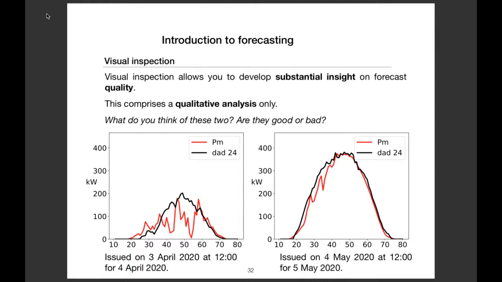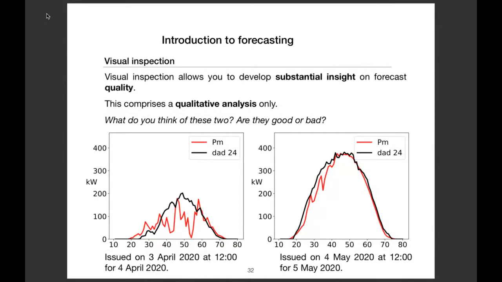So for instance, here you have two point forecasts of PV generation. It's the same case study of the PV rooftop of Liège University with the neural network. On the left part, it is a point forecast issued on April 3rd at 12 for the next day, so for the 4th of April. And on the right, it is a forecast issued on May 4th for May 5th. In red, it is the observation, and in black, it is a point forecast.